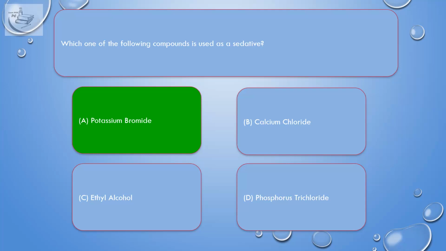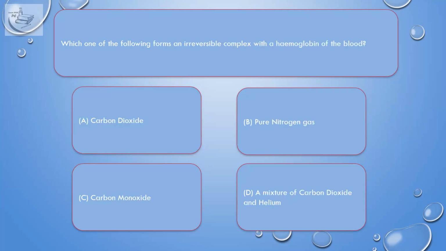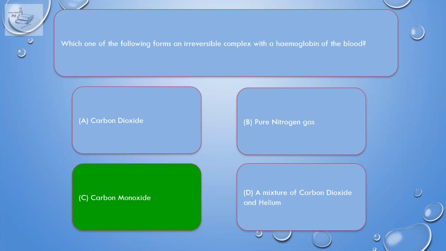Correct answer is A. Potassium bromide. Question: which one of the following forms an irreversible complex with a hemoglobin of the blood? A. Carbon dioxide. B. Pure nitrogen gas. C. Carbon monoxide. D. A mixture of carbon dioxide and helium. Correct answer is C. Carbon monoxide.